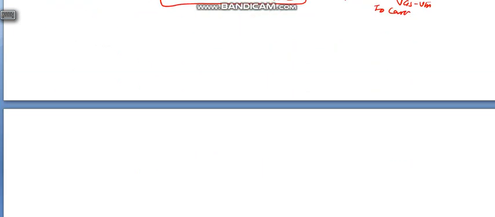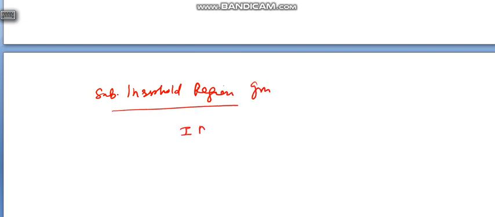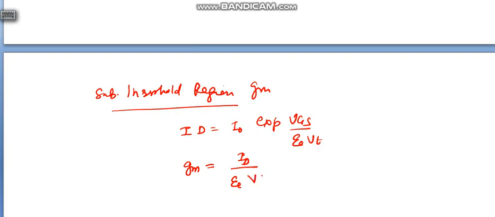Now let's see transconductance in the subthreshold region. Now ID equals I naught exponential (VGS minus xi VT). Now if we differentiate this, Gm comes out as ID by VT.